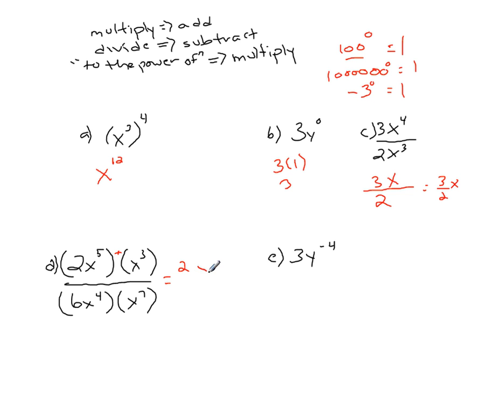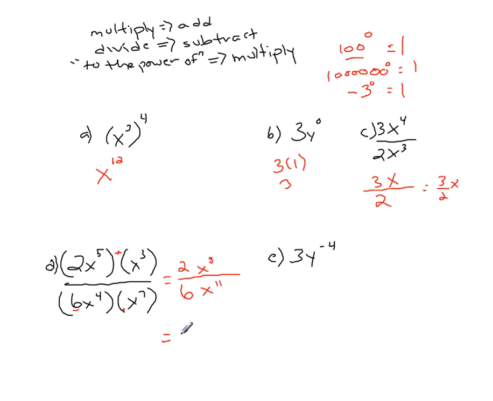So we have 2x to the power of 8 divided by, again, we do look at the coefficients first. 6 times 1 is just 6. x to the power of 4 times x to the power of 7 leaves us x to the power of 11.